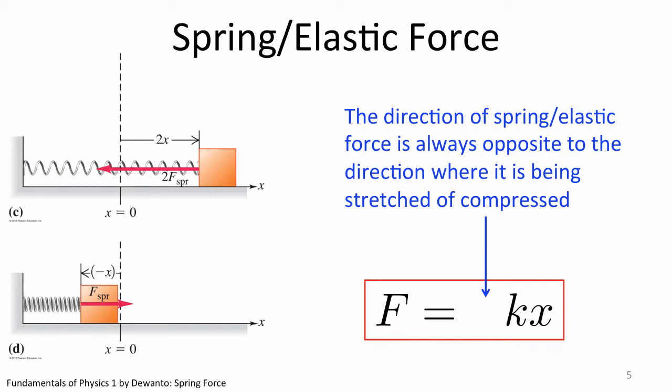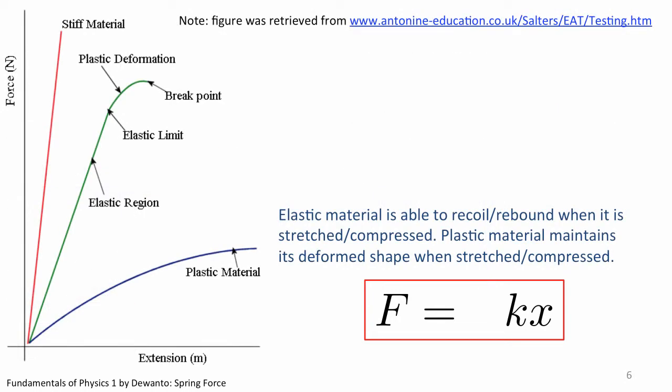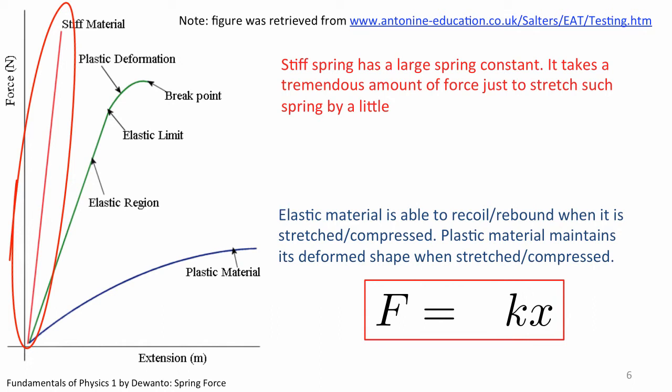Okay, coming back to what I'm about to say: if you simply ignore the negative sign and concern yourself only with the magnitude of the force as a function of the spring extension, the spring constant k serves the role of the gradient in the plot. It is easier to appreciate now that a spring with a large constant, or a stiff spring, has a steeper gradient. It takes a tremendous amount of force just to stretch such a spring by a little.